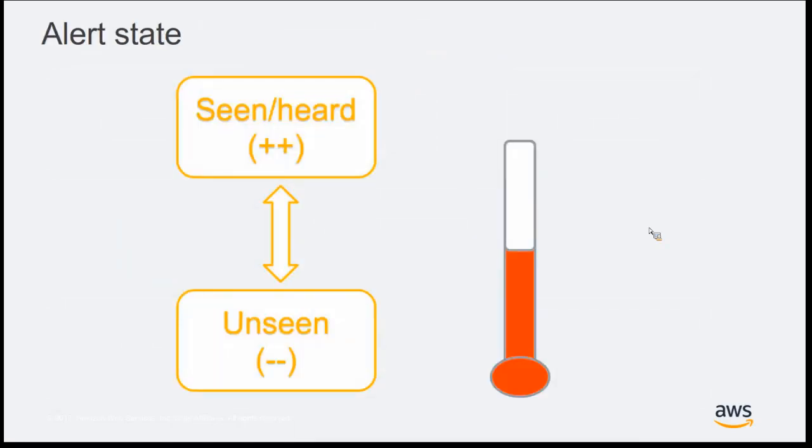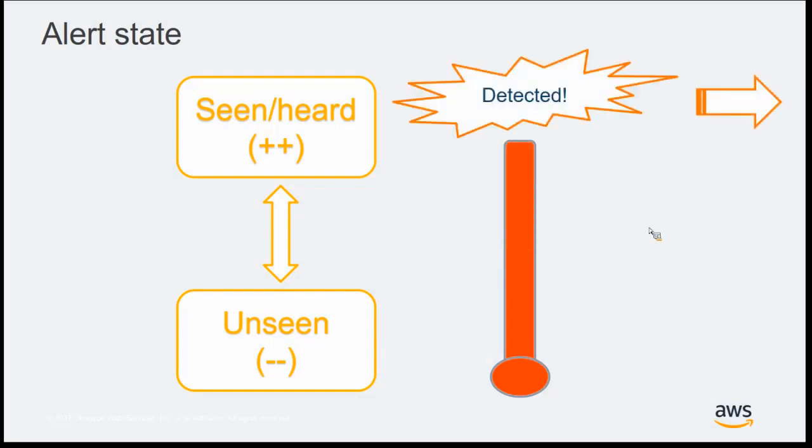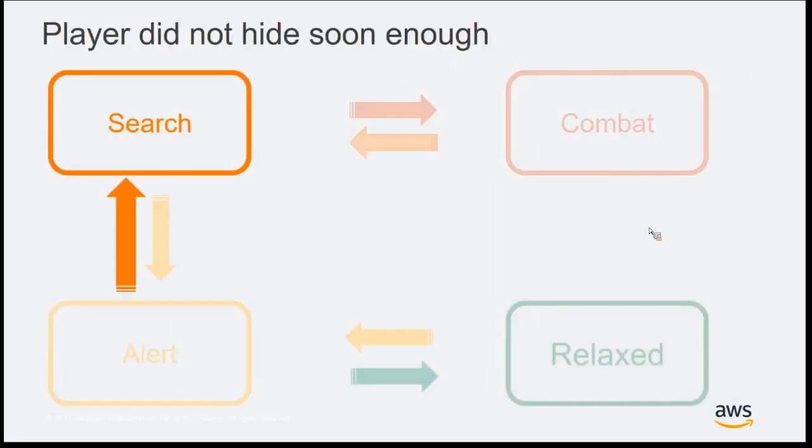The alert state is nothing else than a detection meter. It increases as long as the player is seen or heard, and it decreases when the player is hidden. If the meter gets full, the player is detected, and we go to the search state. Once again, we want to communicate that transition to the player.